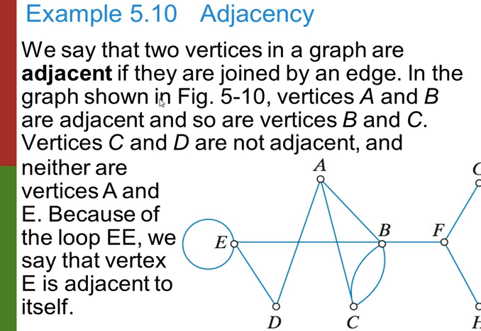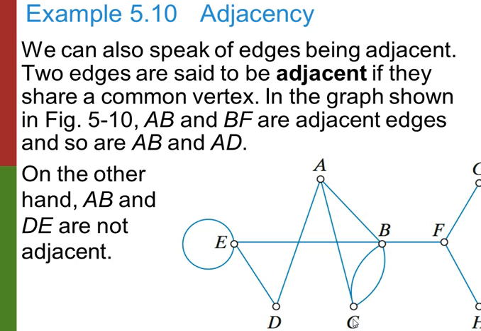We say that 2 vertices are adjacent if they are joined by an edge. So A is adjacent to B. A is adjacent to C, and so on. 2 edges are said to be adjacent if they share a common vertex. So BF is adjacent to EB because they share B as a vertex. On the other hand, AB and DE are not adjacent. Okay, so I can be adjacent as a vertex, or I can be adjacent as an edge.